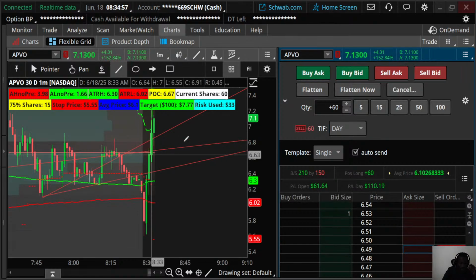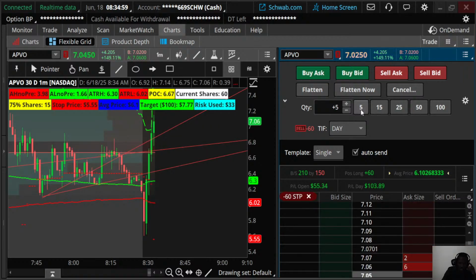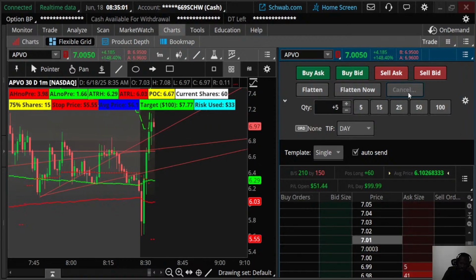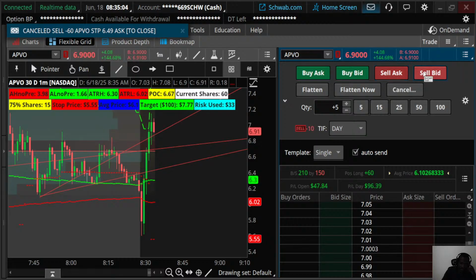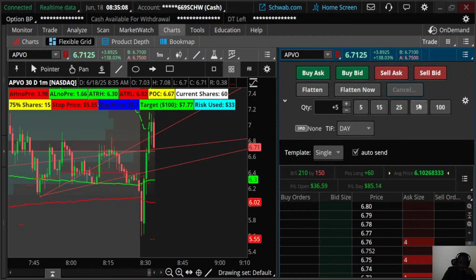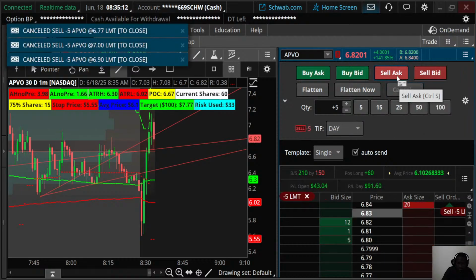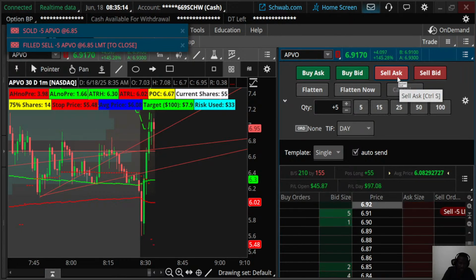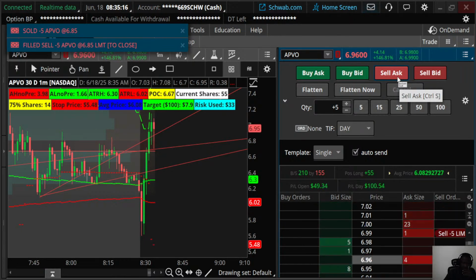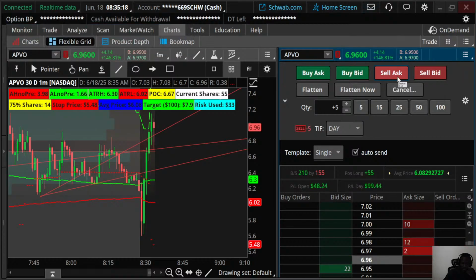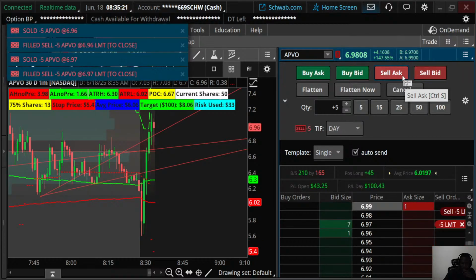Maybe we can go to 725. I'll take some more. Trying to sell. Not letting me out though. Sold a little bit there. Reclaim of that level. Selling closer to 7 here, getting on down.